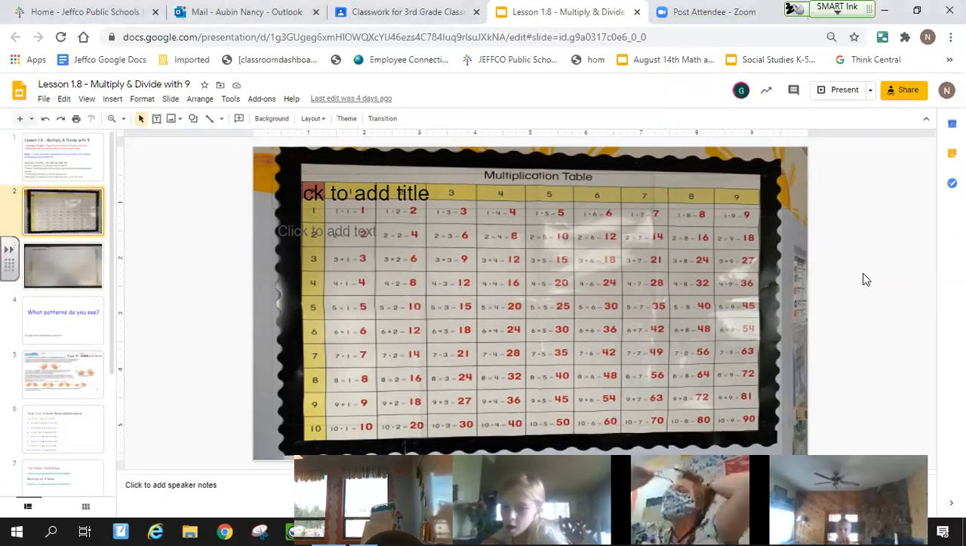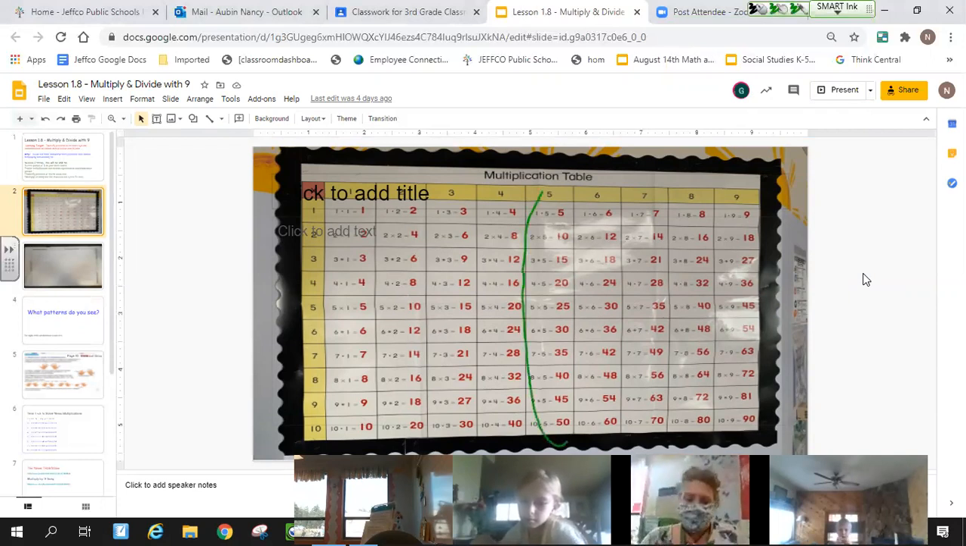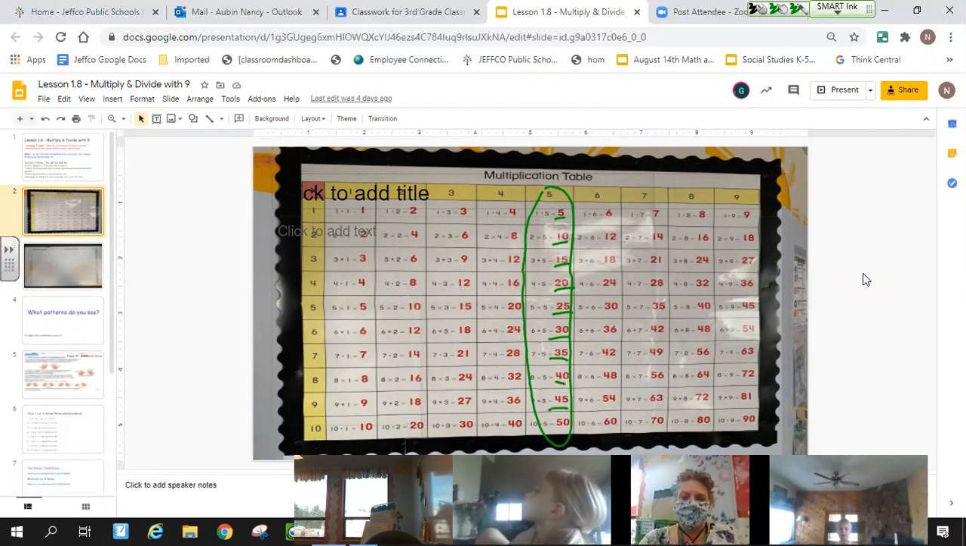Let's practice our fives. We're going to go through right here. 1 times 5 equals 5. 2 times 5 equals 10. 3 times 5 equals 15. 4 times 5, 20. 5 times 5, 25. 6 times 5 equals 30. 7 times 5, 35. 8 times 5, 40. 9 times 5, 45. And 10 times 5, 50.